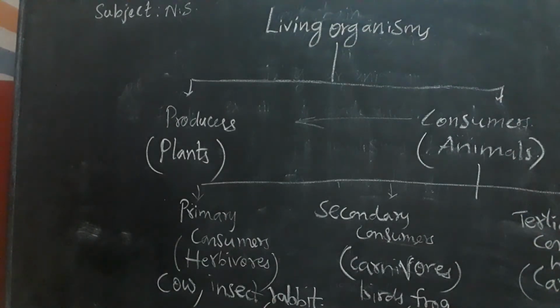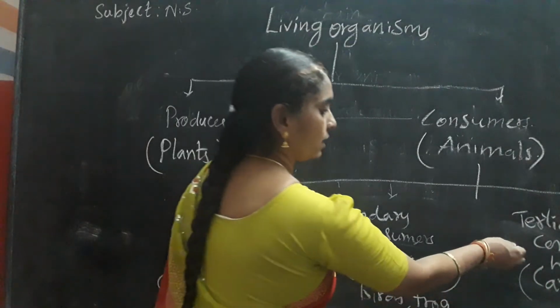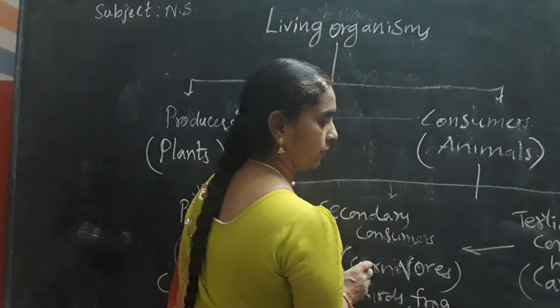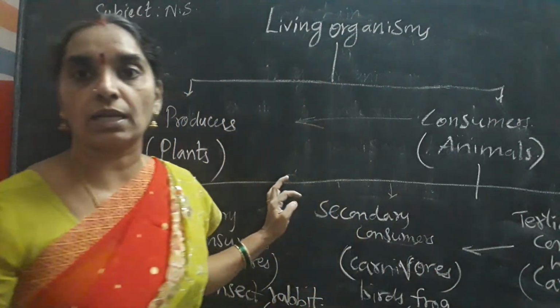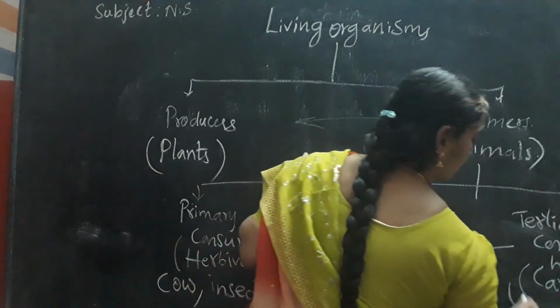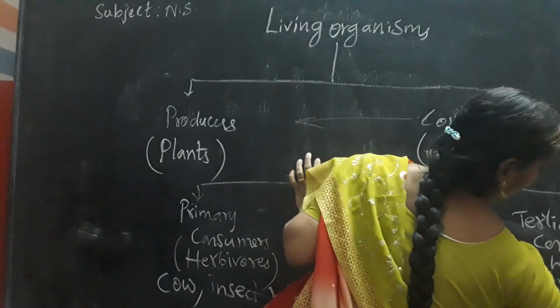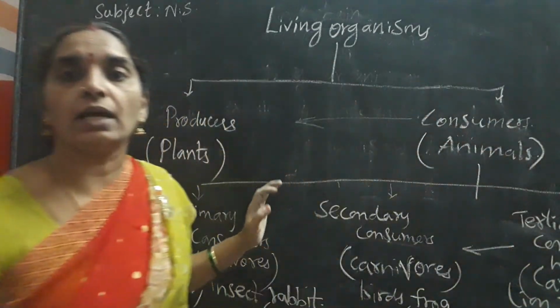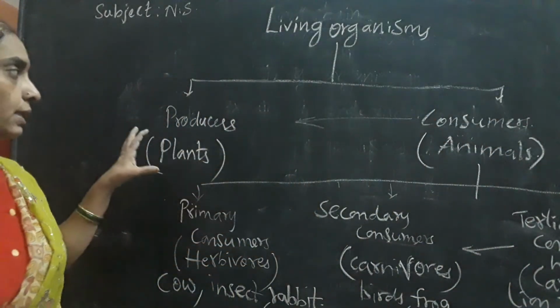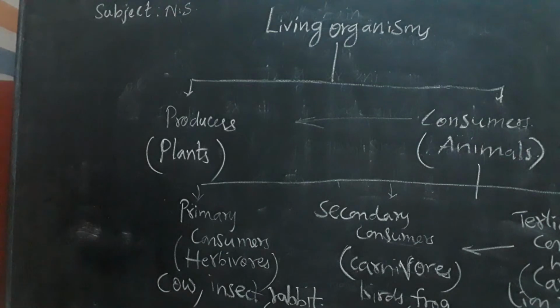Next, coming to the tertiary consumers, these include carnivores that feed on other carnivores. So they are higher carnivores like lion, tiger, cheetah, wolf, etc. Is it clear? So these are the examples for the producers and consumers.